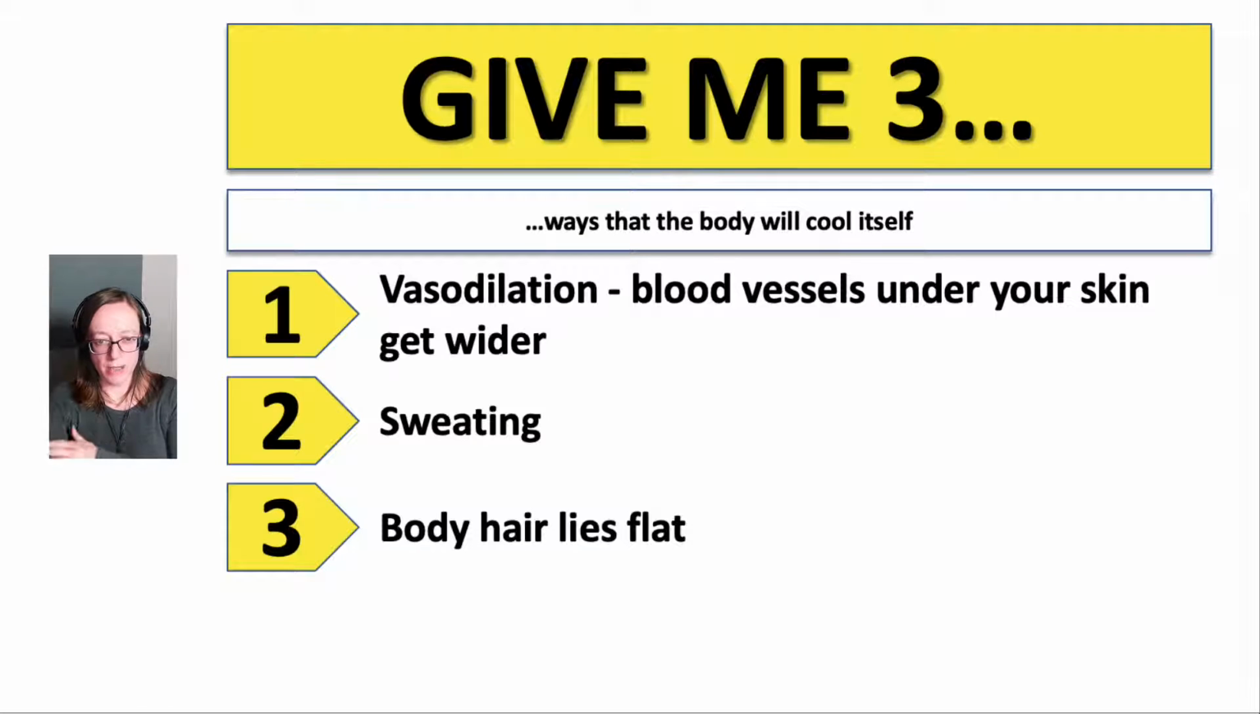Then you've got sweating. So when you sweat, you get cool fluid on your skin, which then evaporates. That's another way that you lose heat. And then your body hair actually lies flat. So it's no longer trapping air between your skin and the hairs, which is an insulator. So it lies flat so that you're cooler.